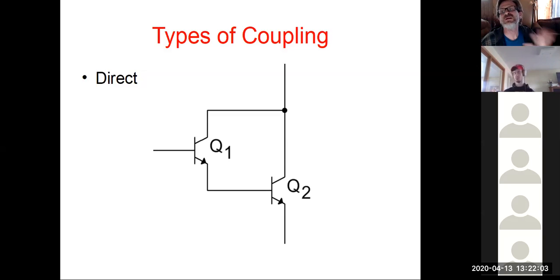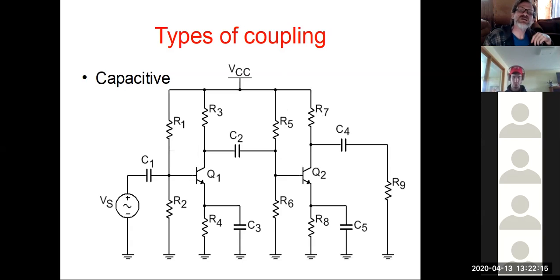The unfortunate thing is if Q1 were to have a noisy output, of course, that would transmit directly to Q2. So there are drawbacks to this. All right, go ahead and click that, Brennan.